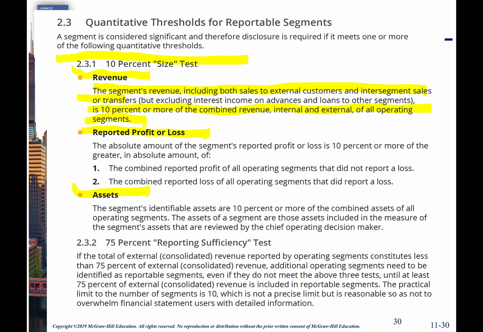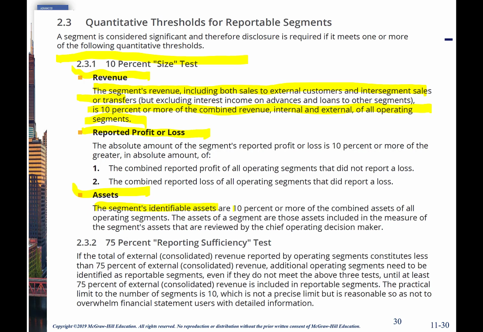So what will we do? We'll take all the revenue. We don't eliminate intercompany transactions. We take all the revenue, add it together for all the segments, multiply that number by 10%, and then we'll go through each segment to see if they have revenue that is greater than or equal to that 10% number. If it is, it's large enough to have been reported as a segment.